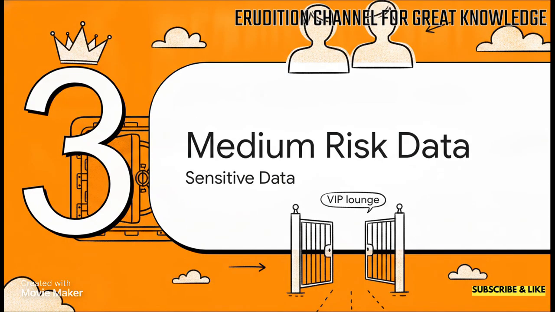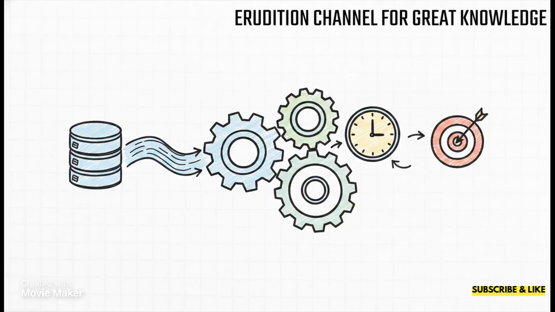And that segues perfectly into Section 3, Medium Risk, Sensitive Data. This is our VIP lounge. It's internal, non-public data. So it definitely isn't public, but it's not locked down entirely in the vault either. It's a much more balanced, measured approach. Medium risk involves moderately sensitive data.